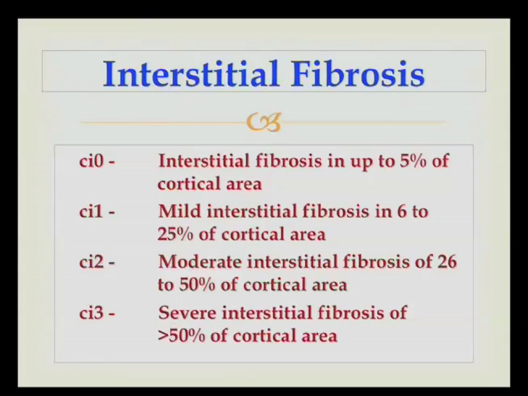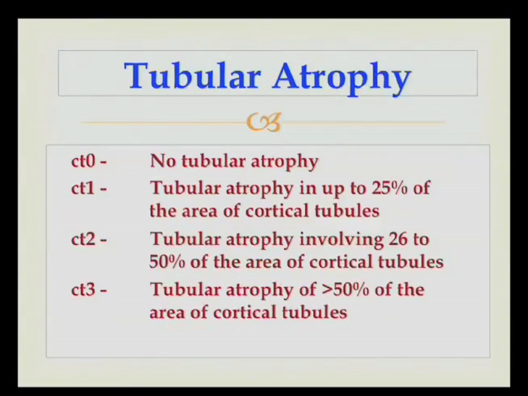So the fibrosis in CAN is scored on a CI0 to CI3 scale, with CI3 being the most severe interstitial fibrosis with more than 50% of the cortical area involved. And the tubular atrophy is also graded in a similar manner, with CT0 being no atrophy and CT3 being the most severe atrophy, involving greater than 50% of the cortical tubules.